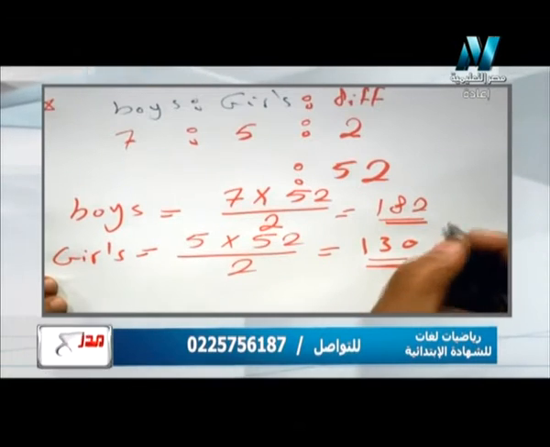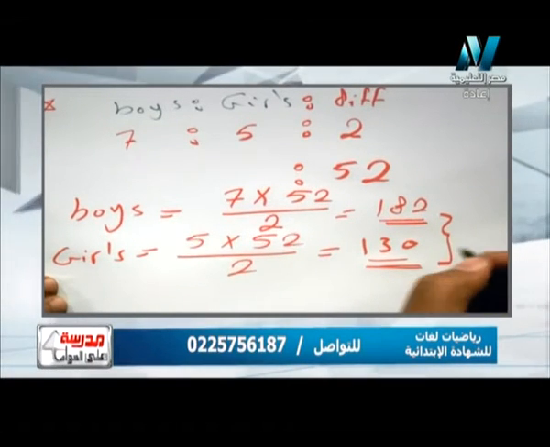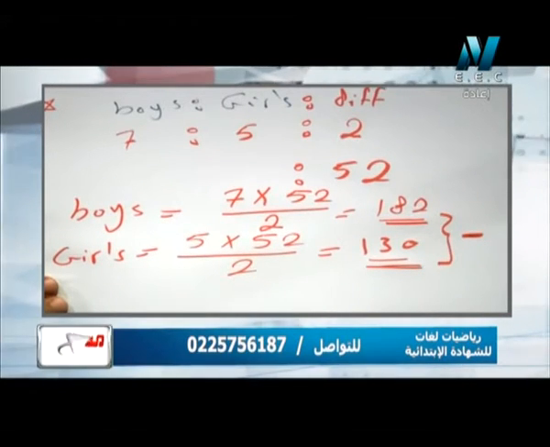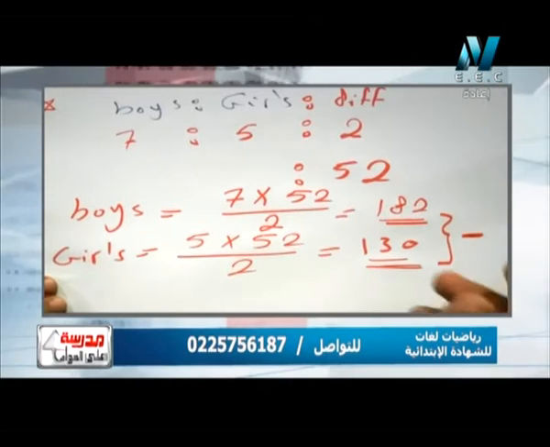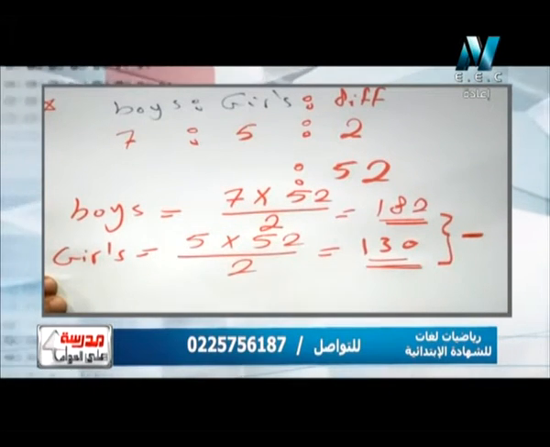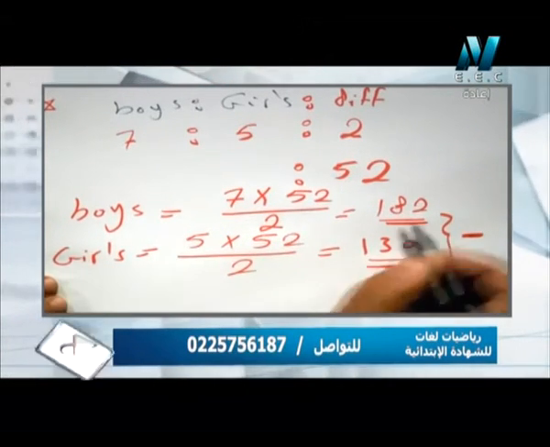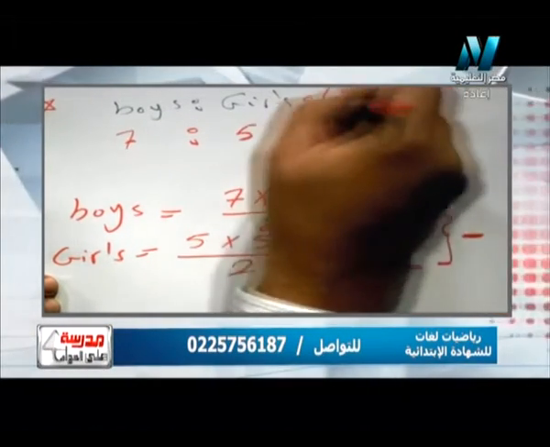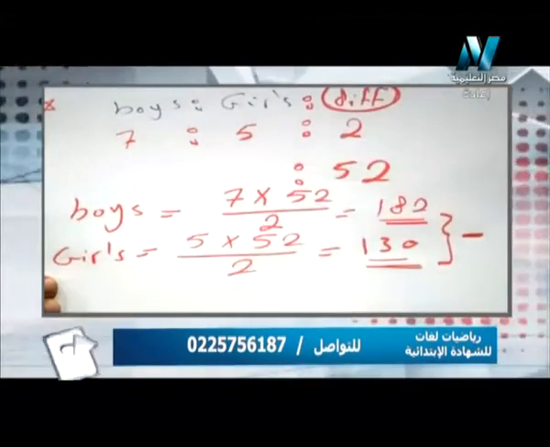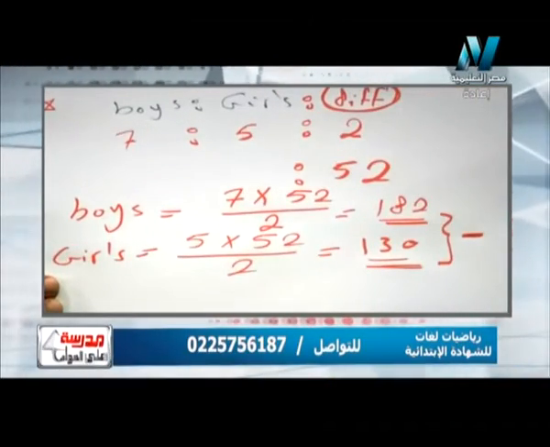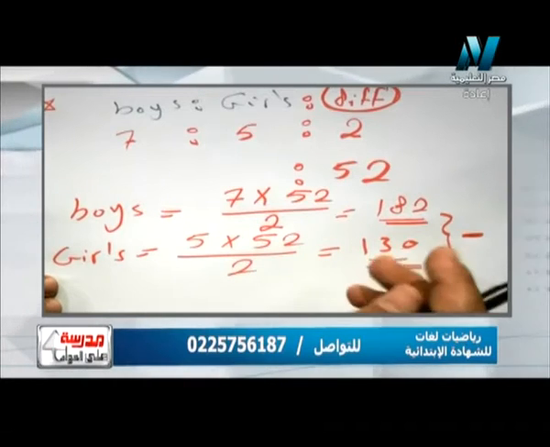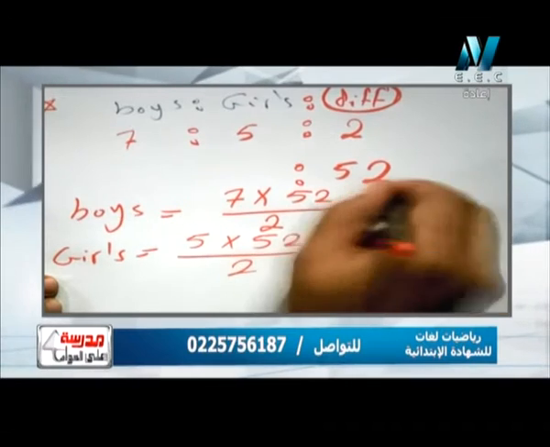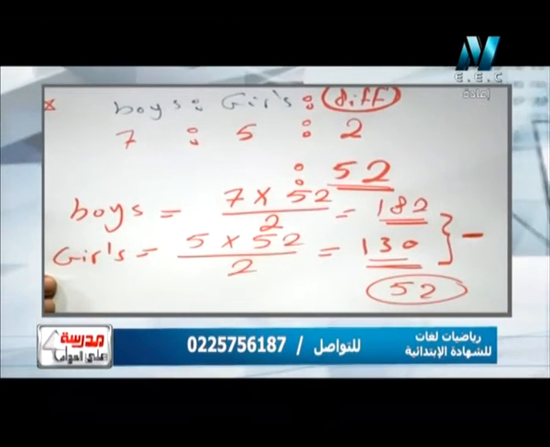Yes, very good. We have to subtract the two results to know whether our results are correct or not. 182 minus 130. Why minus? Because we have the real difference between the number of boys and the number of girls. 182 minus 130, the result will be 52. So we are sure now of our answer.